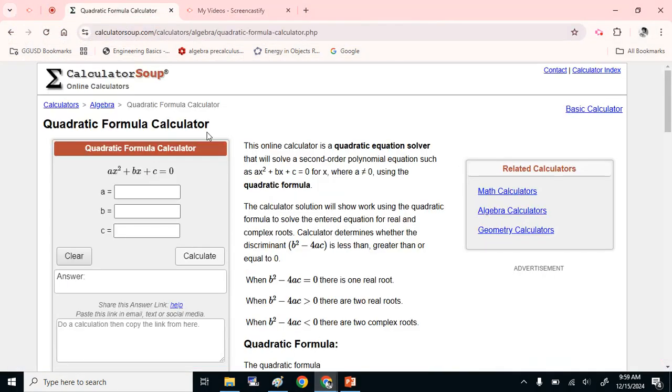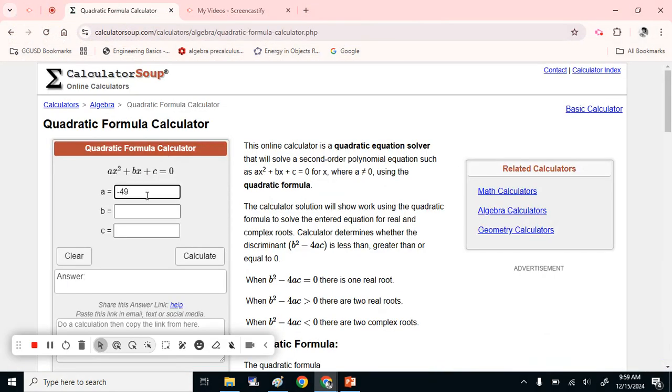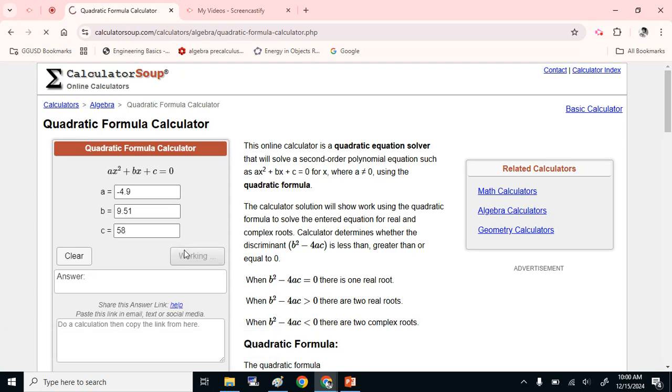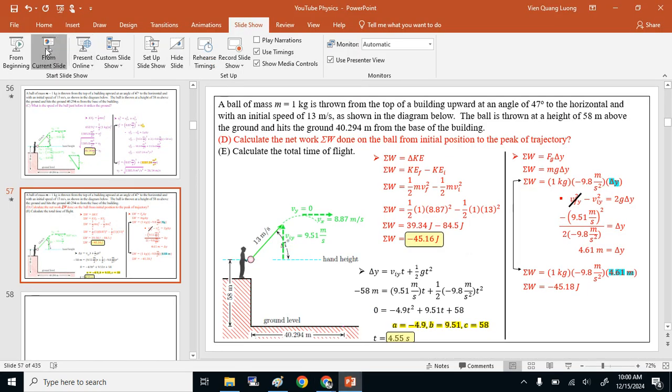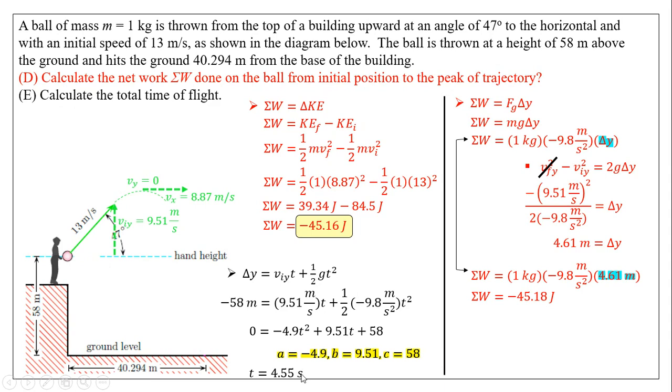Okay, so here my a was negative 4.9 because it's 1/2 times 9.8. My b, which is VIY, is 9.51. And then my c was a positive 58 because I moved the negative to the right side to set equal to 0. And when I do that, I should get two values. So here it says t is equal to negative 2.6, which makes no sense because t can't be negative. So the answer is going to be 4.5451. Okay. All right, that's that. So let me go ahead and run this back. Okay. All right. So therefore, t for this particular problem is going to be about 4.51 seconds, and that is the easiest way I think for me to find t. If you want, you can use other strategies if you like.